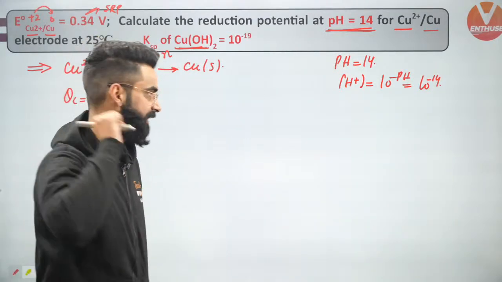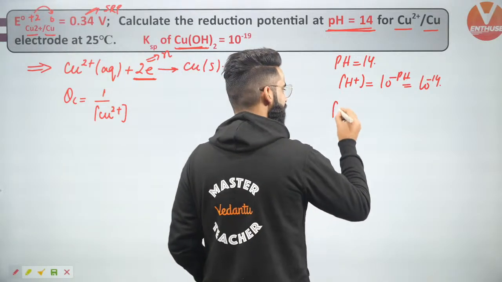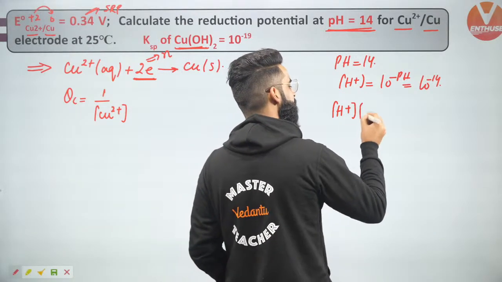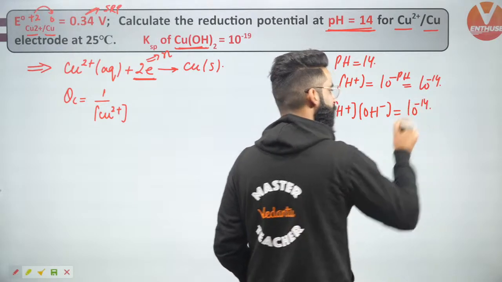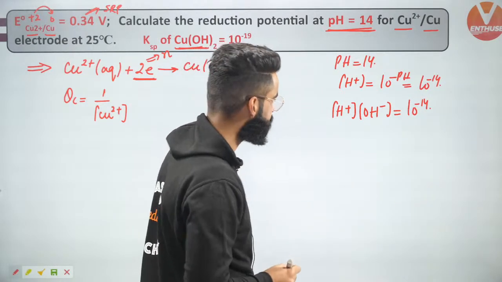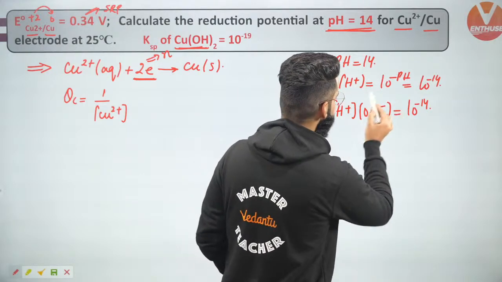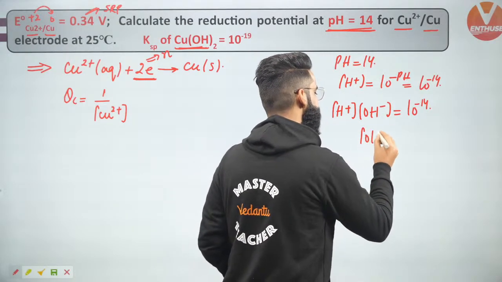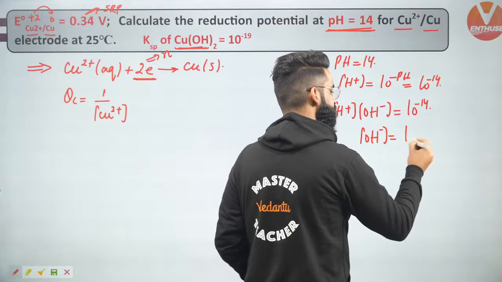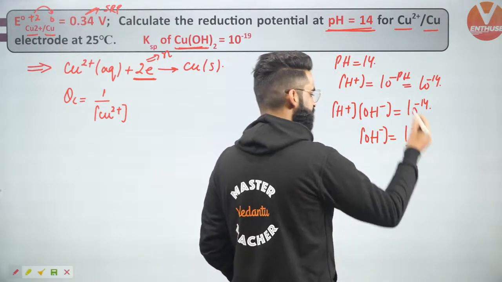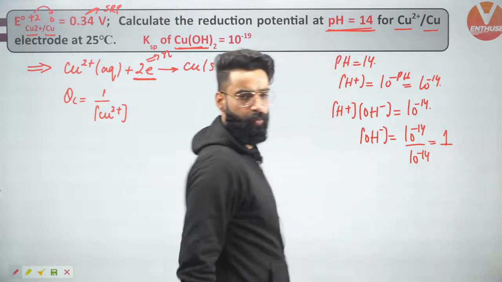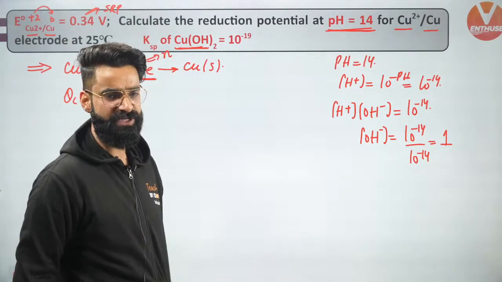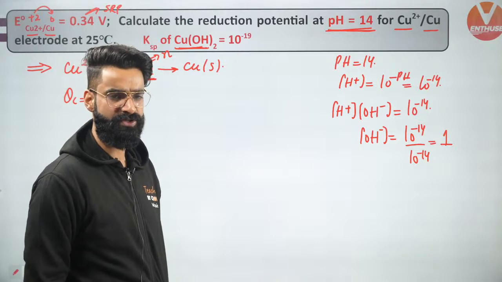Now at 25 degrees centigrade, if you remember, H⁺ concentration multiplied by OH⁻ concentration is always equal to 10 power minus 14 at 25 degrees centigrade, right? We know the H⁺ concentration, which is 10 power minus 14. Can I say OH⁻ concentration is going to be 10 power minus 14 divided by H⁺ concentration, which is again 10 power minus 14? The value is going to come as 1. So 1 is the concentration of OH⁻, which I got right here.